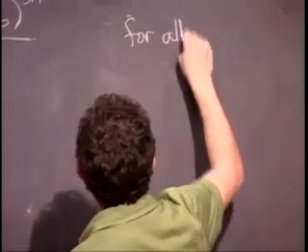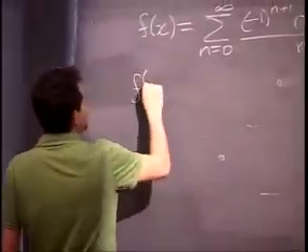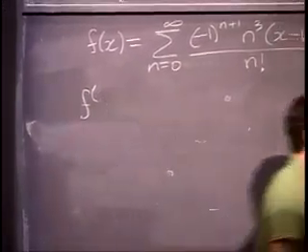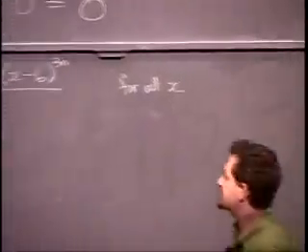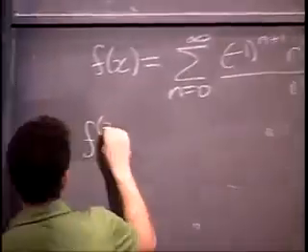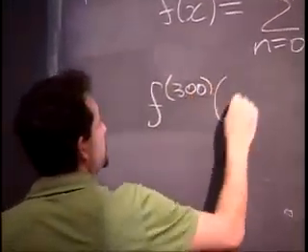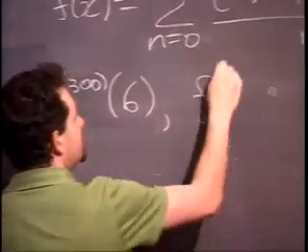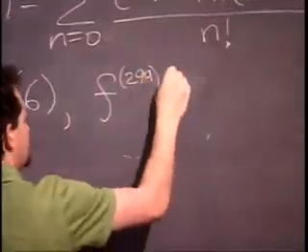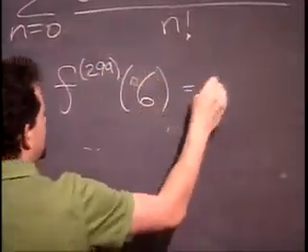Not that it matters, because all I'm interested in is: what is the 300th derivative of this bizarre function at x equals 6? And what is the 299th derivative at x equals 6?